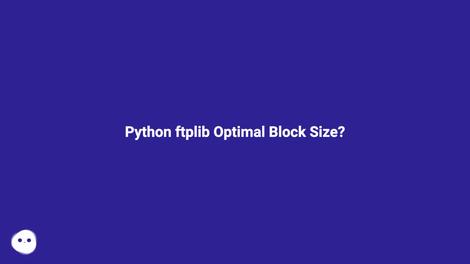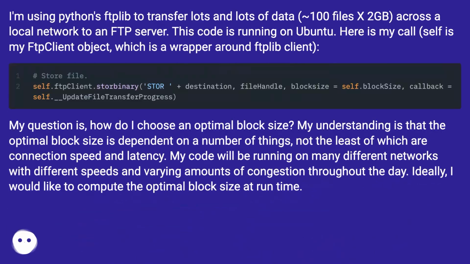Python Ftplib optimal block size? I'm using Python's Ftplib to transfer lots and lots of data, 100 files x 2 GB, across a local network to an FTP server. This code is running on Ubuntu. Here is my call, self is my FTP client object, which is a wrapper around the Ftplib client.